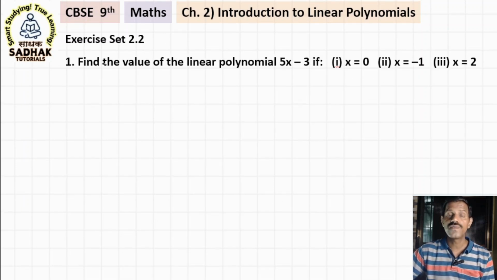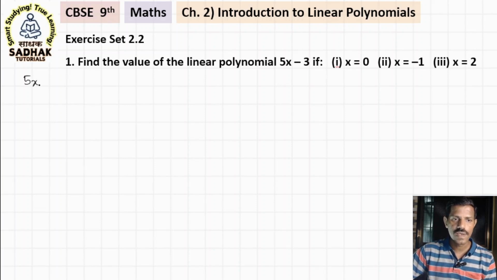Exercise 2.2, this is the first sum. Find the value of the linear polynomial 5x minus 3. That is the polynomial given, 5x minus 3. It has 2 terms: the first term is 5x, the second term is minus 3. The first case is x equal to 0, the second case is x equal to minus 1, and the third case is x equal to 2. Let us solve all the cases.